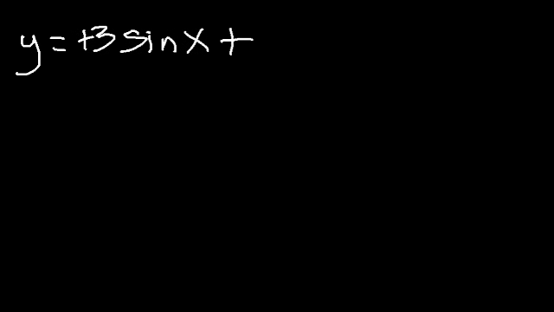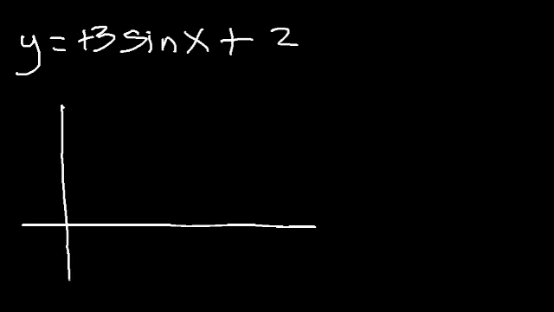Now sometimes you may have a vertical shift, and the amplitude might be different. Let's say you have 3 or negative 3 sine x, let's make it positive 3 for now. Positive 3 sine x plus 2. So the graph shifts 2 units upward. So the center is going to be at 2.